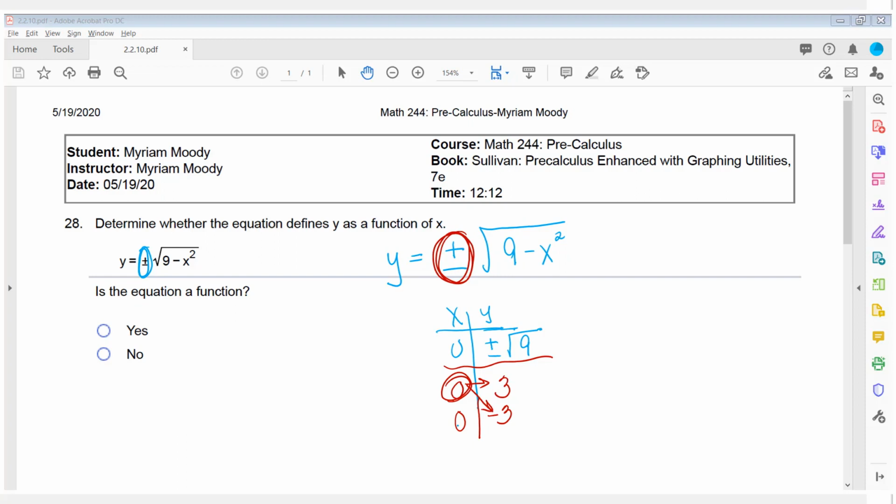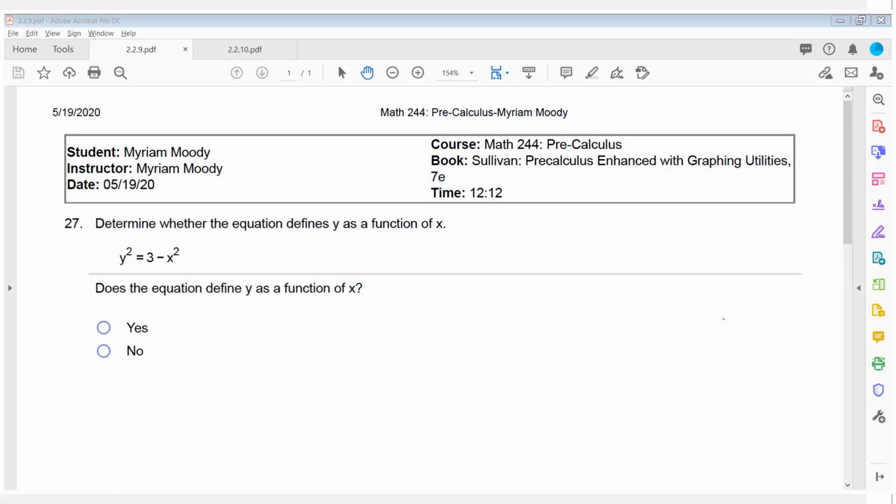So is this going to represent a function? Now, this one is not a function. That plus and minus told me right away you're not getting a function. Cool? Okay, one more. Let's look at this one.